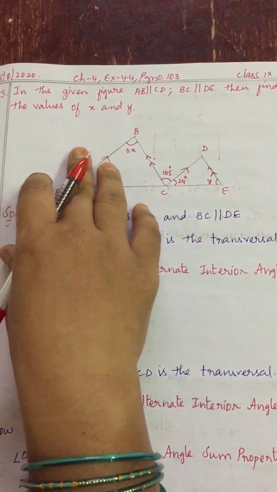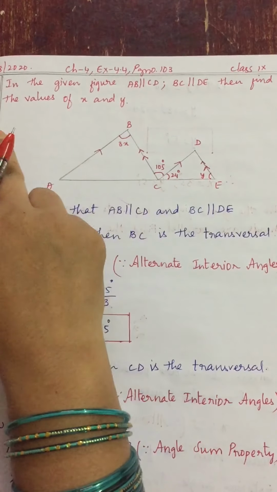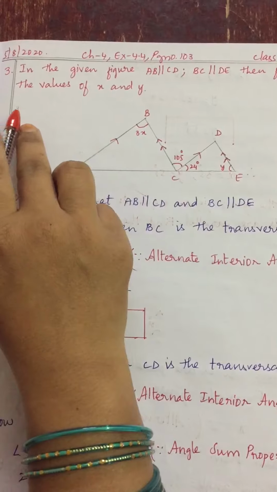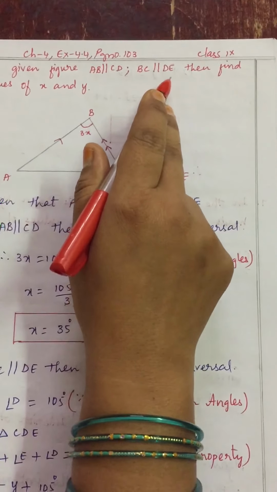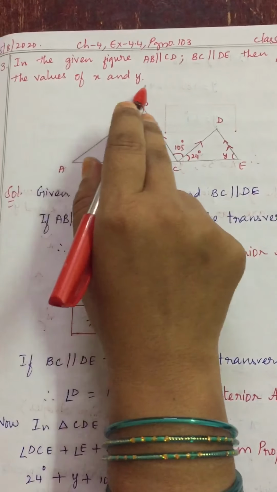In this class also we will continue that exercise only. See, question number 3 we are going to solve. In the given figure, AB is parallel to CD and BC is parallel to DE. Then find the values of x and y.